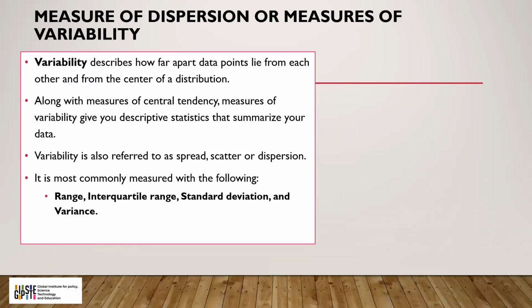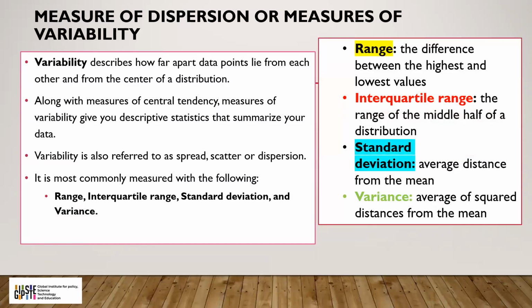The most common measures we always use for variability or dispersion include range, interquartile range, standard deviation, and variance. Range is the difference between the highest and the lowest values from the distribution. For instance, if you have the age of participants and the minimum is 10 and the maximum is 60, you subtract 10 from 60 to get 50. So the range will be 50.